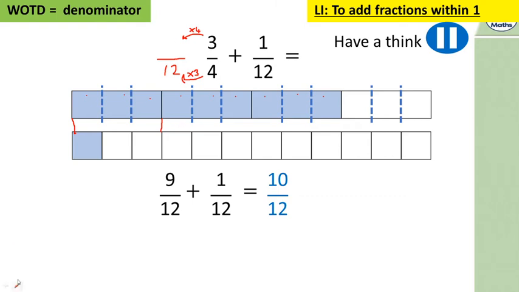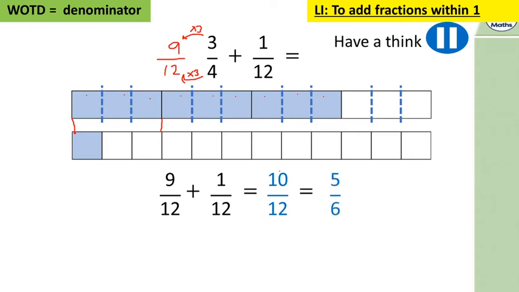Okay, so you should have spotted there. Whatever you do to the top, you do to the bottom. I did 3 times 4, but in actual fact, on the bottom, I've done 3 times 3. So I have to do 4 times 3. I've timesed it by 3 on the bottom, so I have to times it by 3 at the top. 3 times 3 is 9. So as you can see, 9 twelfths and 1/12 up here, 9 twelfths and 1/12 down there.